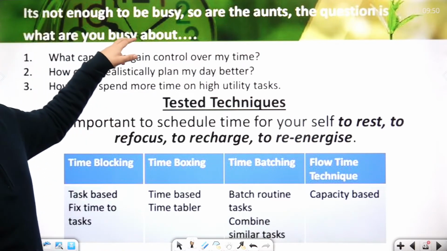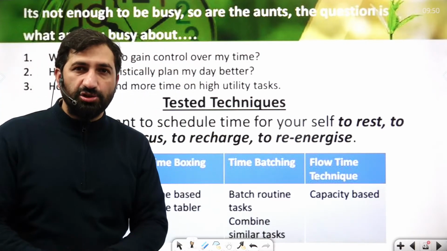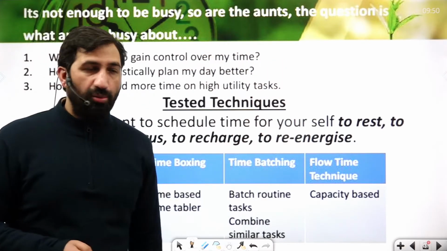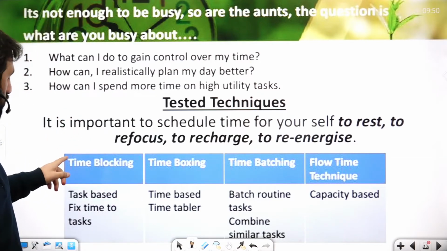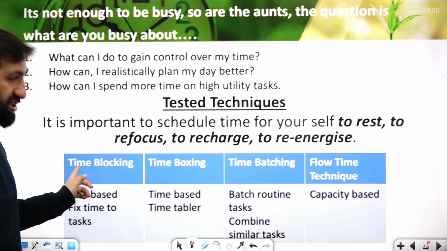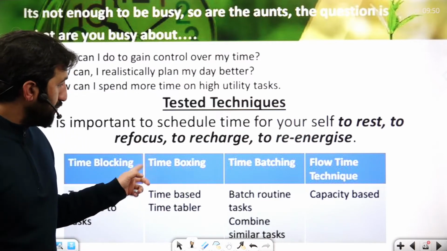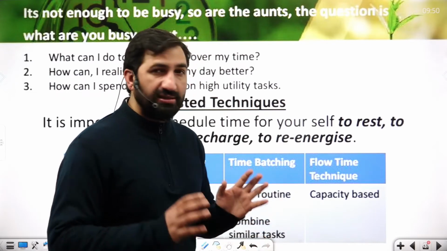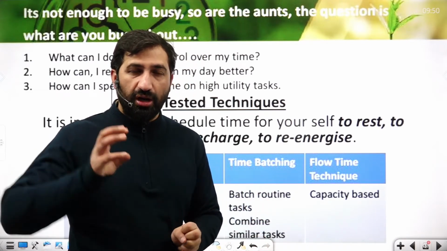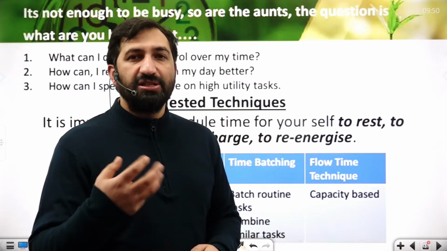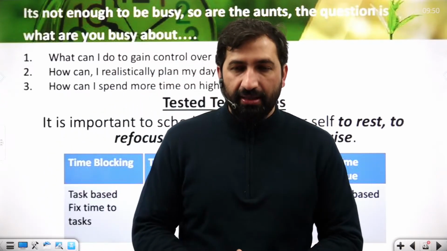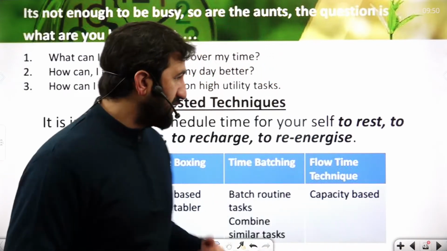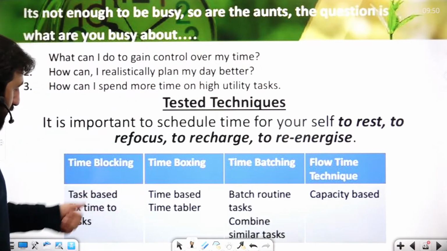It's not enough to be busy, like the saying goes, ants are also busy, but what is important is the deep learning, the top moment. So for that, what you need to do is that you have to block your time. First is time blocking, one technique; time boxing is another technique; time batching is another technique; and the flow time technique. These are the 4 techniques which you have to adopt for yourself, whichever will be best suited to you. It depends upon your routine, upon your mental setup. So for that, the first is time blocking.